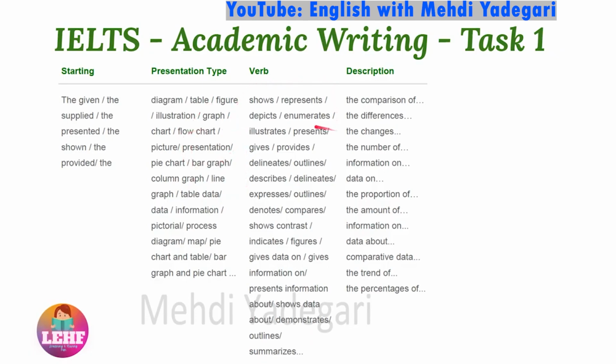For the verb, we use these. Well, some of them have very different meanings. I'm not going to go through them together because it takes a long time, but many of them are synonymous, like shows, represents, depicts, enumerates, illustrates, presents. And what does it do? Like, does it talk about the comparison, the differences, the changes? And of course, that is dependent on what the picture is.